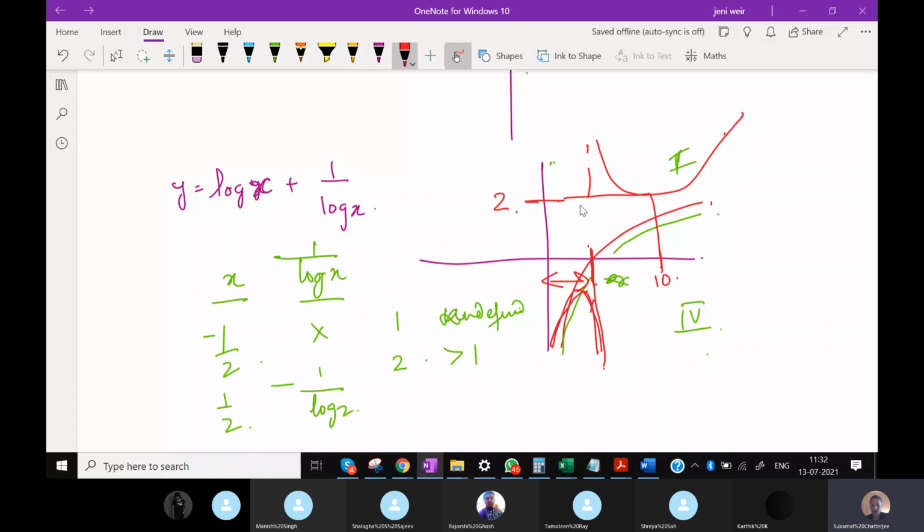So therefore, the minima of this would be 2 when x is equal to 10, and the maxima of this would be -2 when log x is equal to -1, that means x is equal to 1 by 10. So this is the application of this when we have a log function.